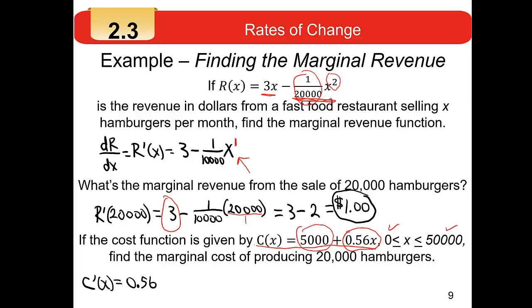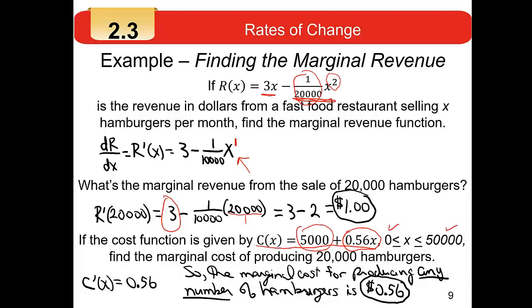What that really means is it's going to cost you about 56 cents per burger, no matter how many you're producing. So the answer is 56 cents for 20,000 hamburgers, but it's also 56 cents for 30,000 hamburgers, or for 10,000 hamburgers, or for 5 hamburgers. Whenever there's no variable in the marginal, it just means it's the same for every value of X. So even though it's easy, you've got to think about what that means. When you have a constant marginal, that means it doesn't matter how many you produce. It's always going to be that number, no matter what value the X is.